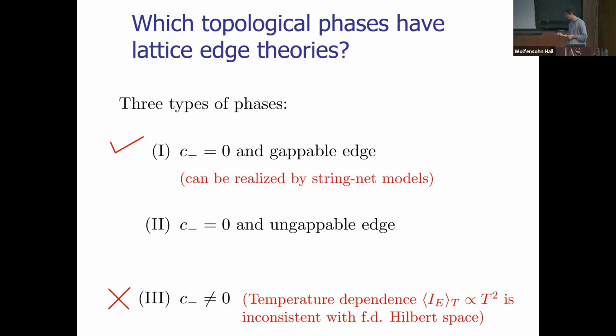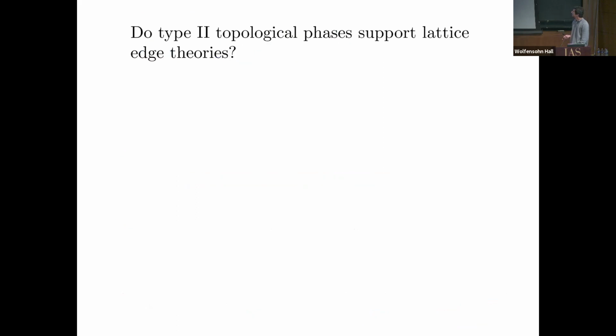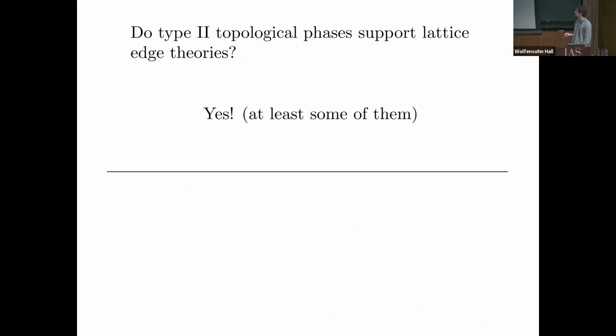So then the question is, what about the middle case? Do there exist lattice edge theories in this case? And that's sort of the main question in this talk. So do type two topological phases, these are phases that have ungappable boundaries, but vanishing chiral central charge, can they support lattice edge theories? And the answer is, at least to me, a little bit surprising. Yes, they can.